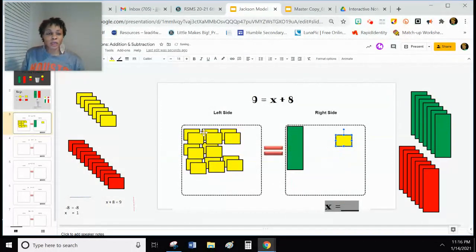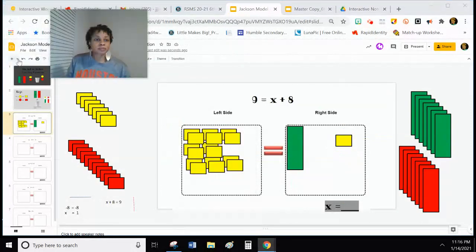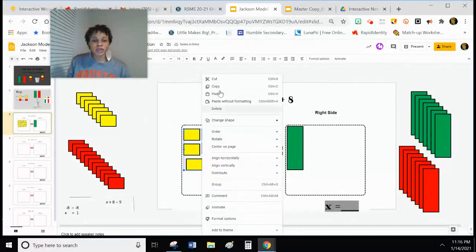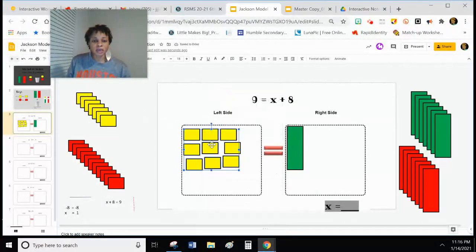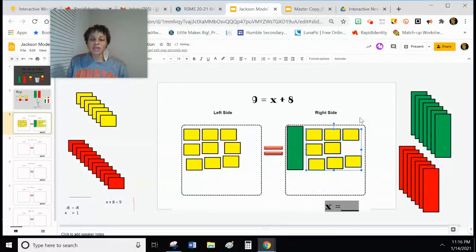Oh, they didn't come. Undo. Let's try that again. Okay. Yes. So it worked: 3, 4, 5, 6, 7, 8. I just copied 8. Perfect. So now I have my x plus 8 on this side.